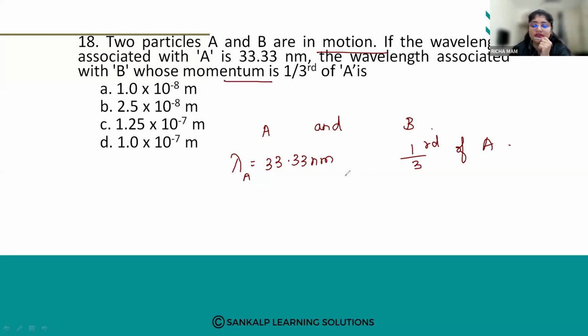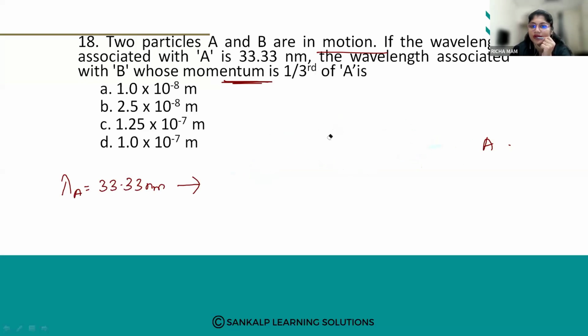What they have told, the momentum is 1/3 of A. So your lambda is what? It is 33.33 nanometer. So we have to convert it into meter because the answer is in meter. So how are we going to convert it into meter, students?